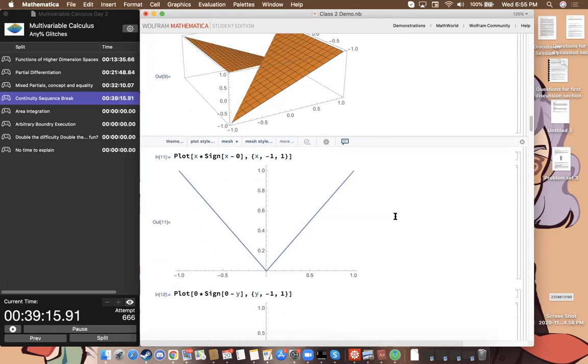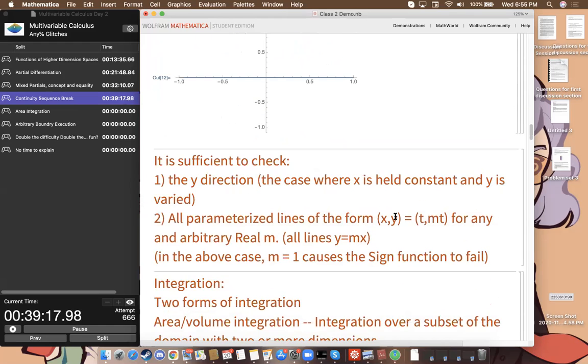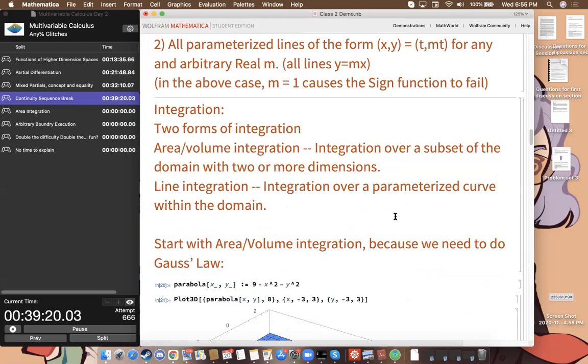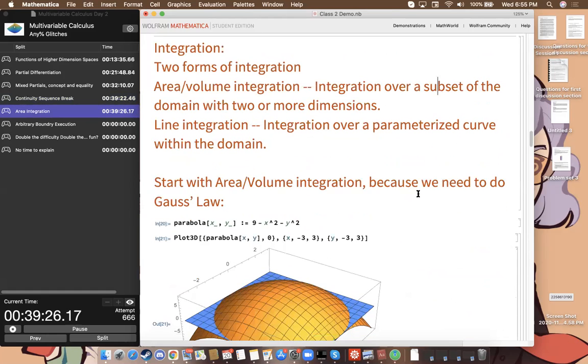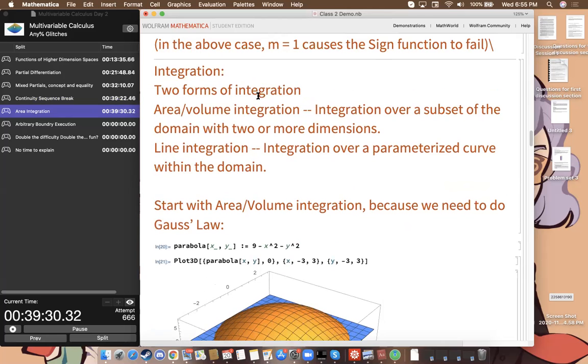But if there are no questions on the continuity front, we can move on then to area integration. So when you're integrating a higher dimensional function, there's actually a few different ways you can do it. There's either area or volume integration, which can be thought of as integration over a subset of the domain with 2 or more dimensions, or line integration, which is integration over an oriented parameterized curve within the domain.